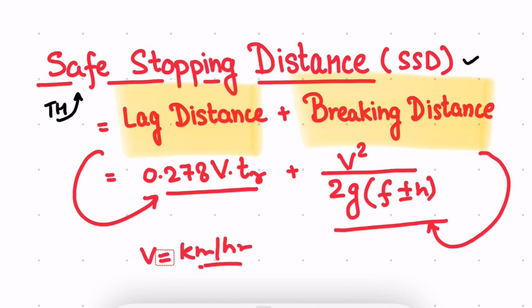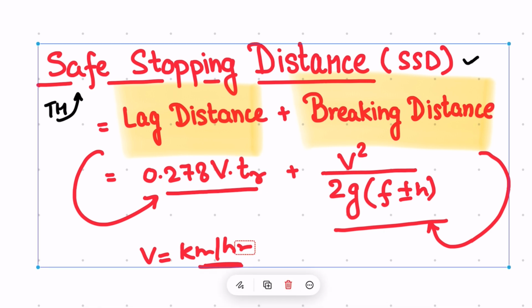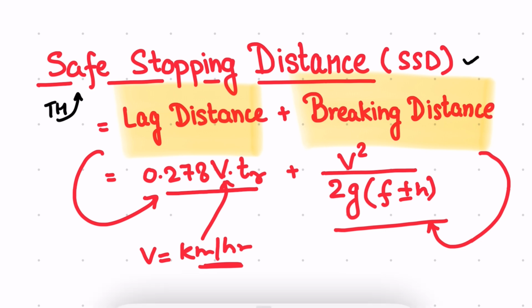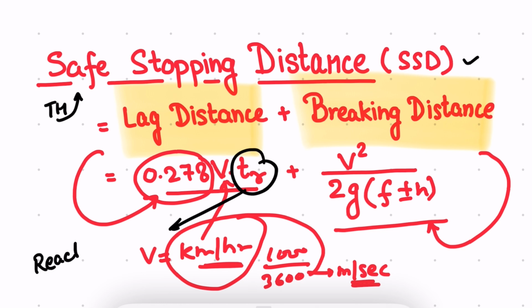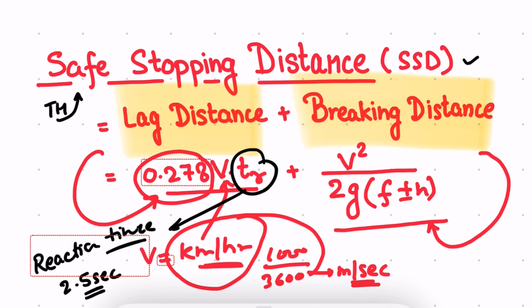Correct, kilometer per hour. So basically in this formula, this V that we have put is in kilometer per hour, and this 0.278 we have discussed in the previous lecture. By multiplying by this, that is 1000 divided by 3600, we are converting this V in kilometer per hour to meter per second. Correct. And your TR is basically your reaction time. This is the reaction time taken by the driver to react to that situation, and usually it is taken as 2.5 seconds.